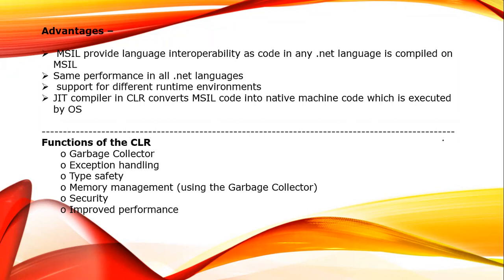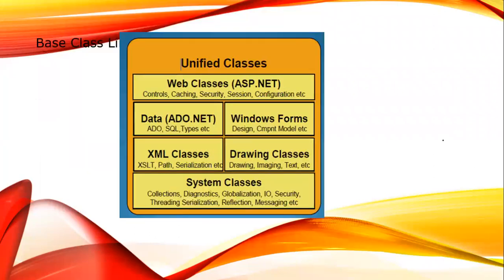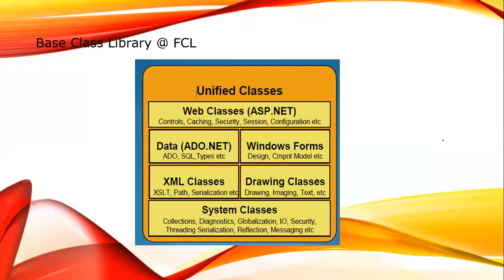That value, suppose I am converting any integer into a float, then that conversion has to be proper. It's not like we are converting that value and that value is not a valid one. So memory management is there using garbage collector. Then CLR, most important is security has to be there and improve performance. So day by day CLR is improving itself. So functions of CLR are clear: garbage collector, exception handling, type safety, memory management using garbage collector, security, improve performance, and so on. So this is base class library, which is a very important part of your .NET framework.